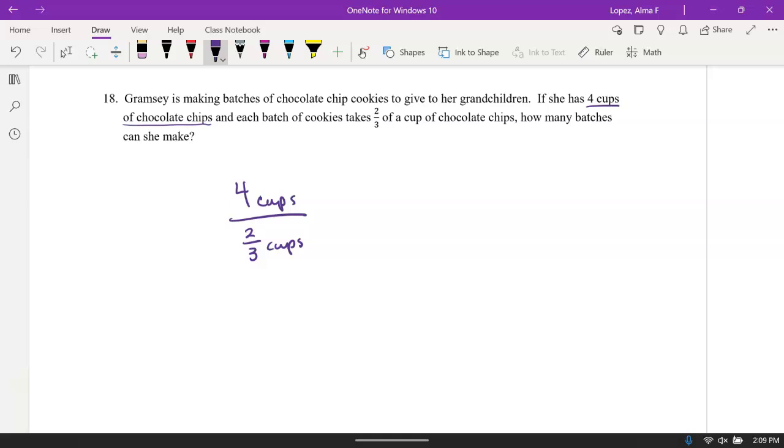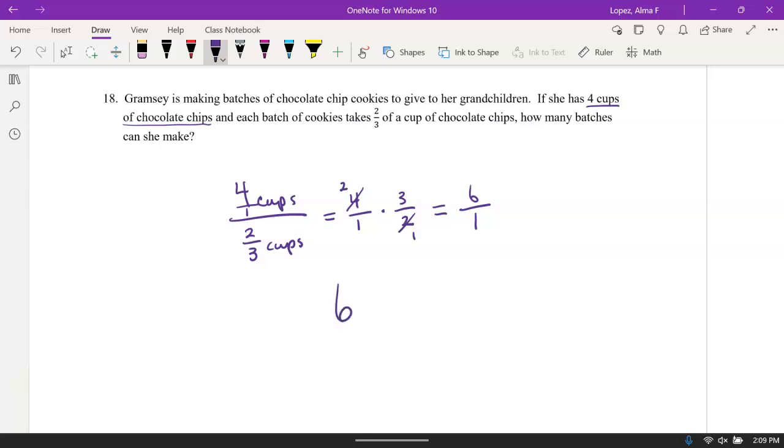So let's see. I don't actually need the 4 as a 4. I'm going to put it over 1. And to divide, I actually have to convert it to a multiplication problem. So it's going to be 4 times 3/2. Now, can you reduce within each fraction? No. Can you reduce diagonally? Well, the 4 and the 2 both have a factor of 2 in common. 4 divided by 2 is 2. 2 divided by 2 is 1. And so we can multiply straight across, and I'm going to get 6.